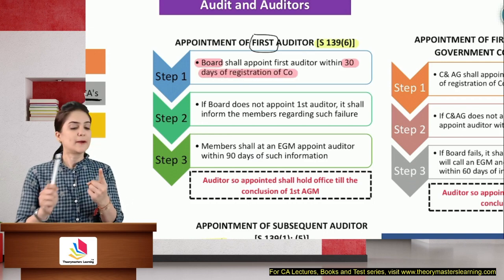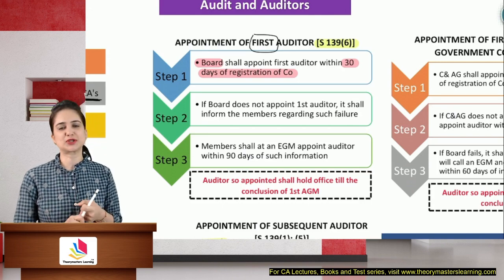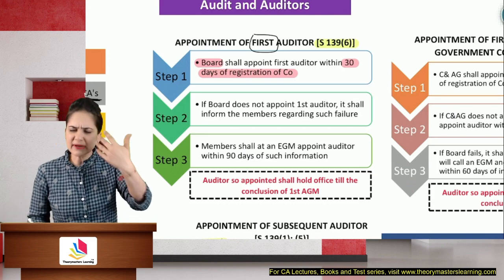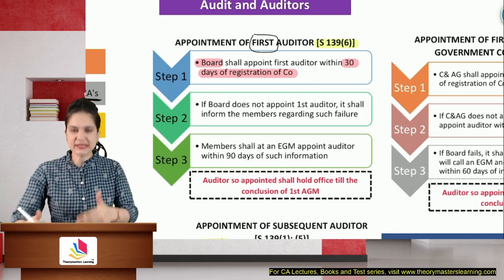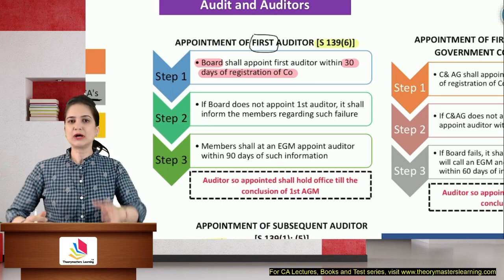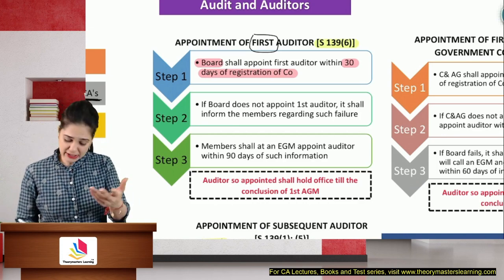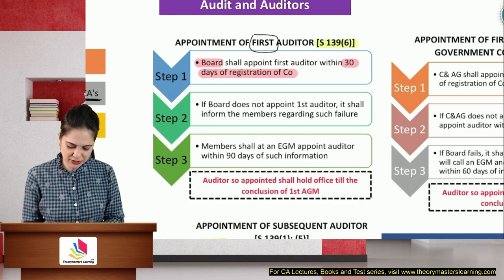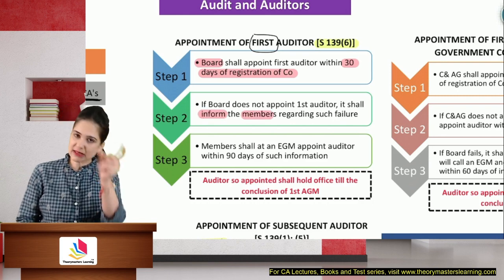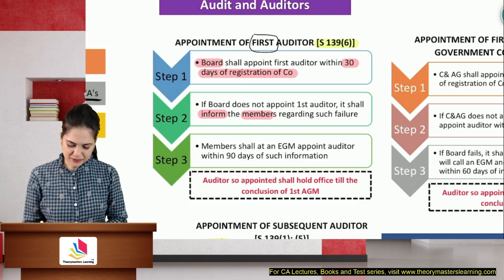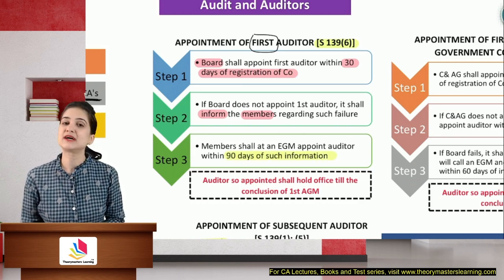So what are the keywords? Board of directors will appoint the auditor within 30 days from the registration of the company. So when you try to memorize this, how will you memorize? You should see, when you see things in color, it is easy to remember. So board of directors shall within 30 days of registration appoint the first auditor. In case the board fails, it did not appoint the first auditor, it will inform the members regarding such failure, and then the members will appoint the auditor in the extraordinary general meeting within 90 days of receiving that information.